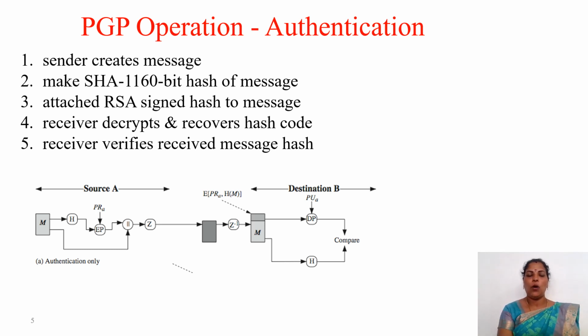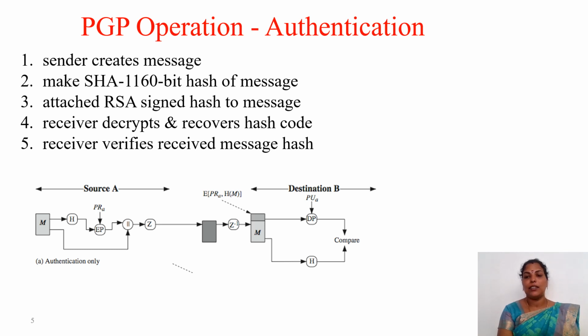How it is working: here you see the message, the hash of the message is generated, then the encryption is performed with the private key of A. Then the message plus the encrypted hash is concatenated, formed as Z, and sent to the destination. So the receiver is receiving the Z. From the Z, they get the message as well as the encrypted form of H of M, the hash of the message, encrypted using the private key of A. Then they apply a decryption function using the public key of A.